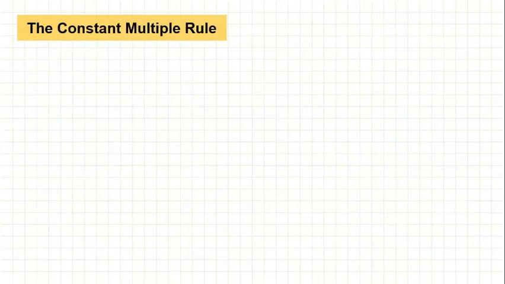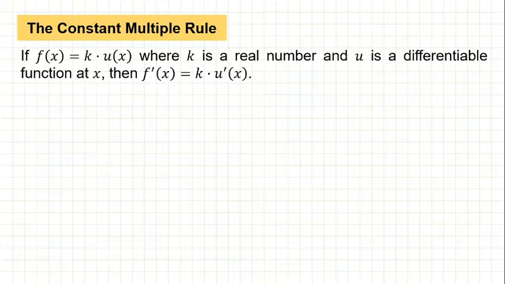Next, we have the constant multiple rule. So what does this rule say? So we have if f of x is equal to k times u of x, where k is a real number and u is a differentiable function at x, then f prime of x is equal to k times u prime of x. So anong nangyari dito? If you have a constant or a numerical coefficient of a certain function or variable, in finding the derivative, you will just copy your k. So you will leave k as k.